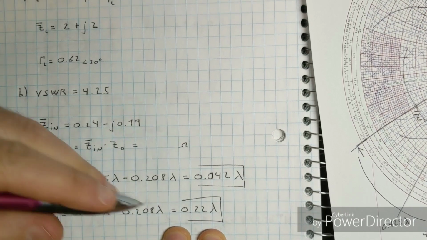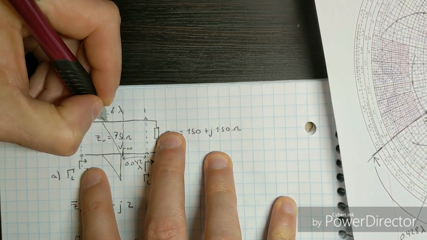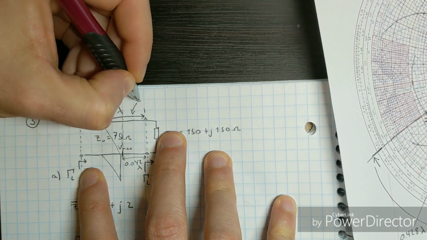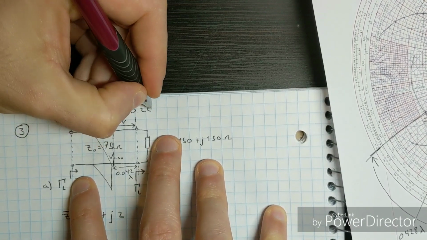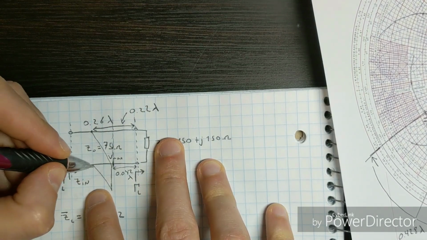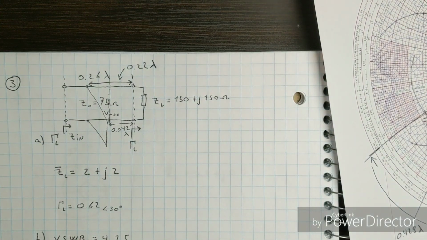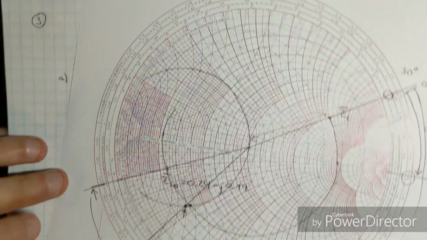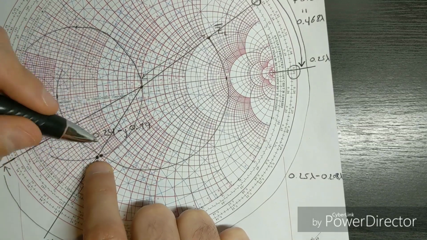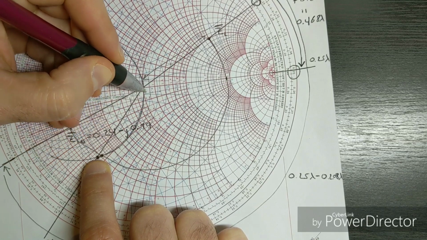All right, so this is the distance from the load where we have to put our stub to perform the matching. So 0.22 lambda, we go up here, this distance from the load to our stub has to be 0.22 lambda. All right, so now we know the exact position where we need to put our stub, or again, in this case, the stub could be like a shunt load, in this case, an inductor. So, all right, we are at this point. We know that we want to end up, we're going to go from here to the center of the Smith chart.